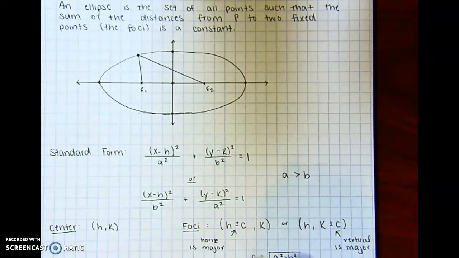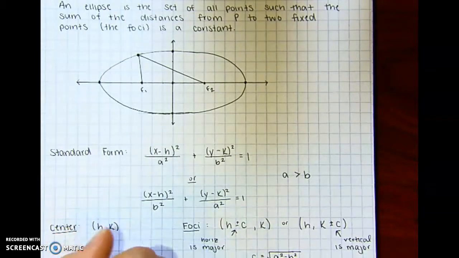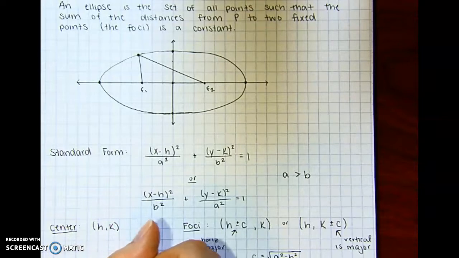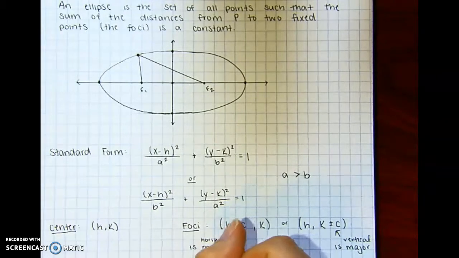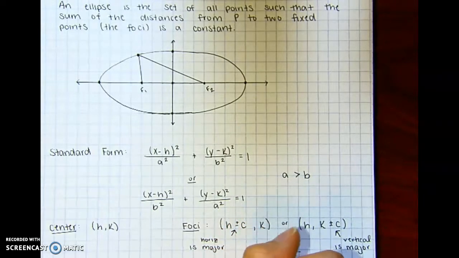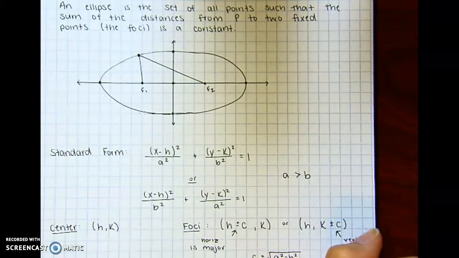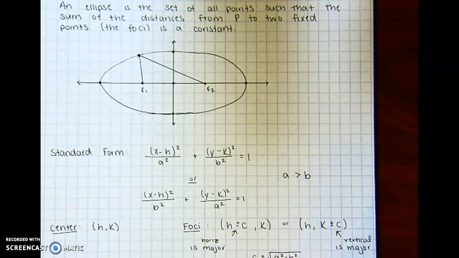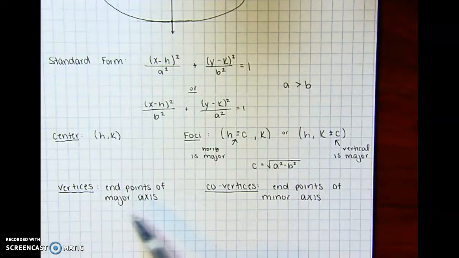Okay, we have vertices. So these are endpoints of your major axis. And then we have covertices. And these are endpoints of your minor axis. Oh my gosh, you can't see what I'm writing. I'm so sorry. Okay, so we have vertices, which is the endpoints of your major axis, and covertices, which are the endpoints of your minor axis.